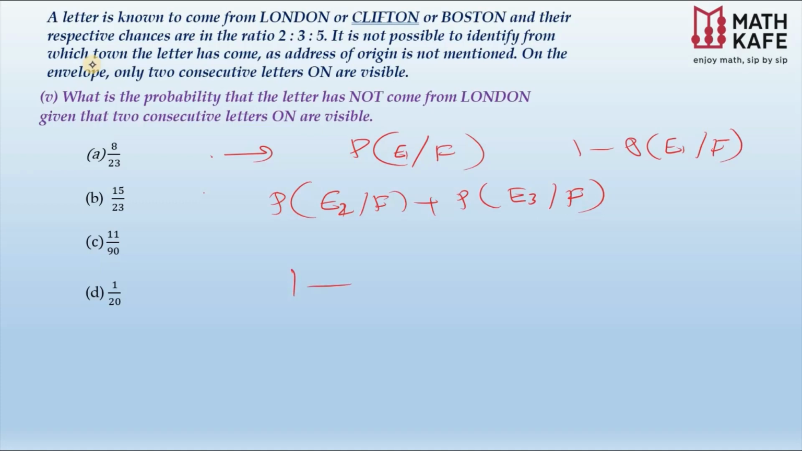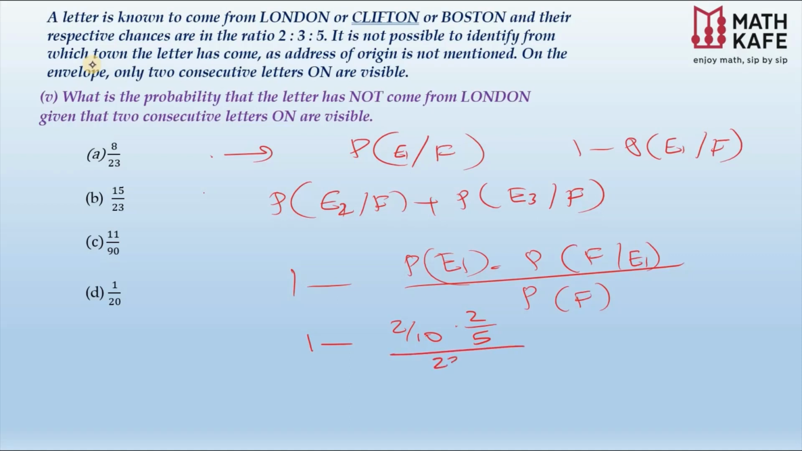Now directly we can write everything, so this is P of E1, that means the letter has come from London, and two consecutive letters ON are visible, divided by the total probability, that is P of F. 1 minus P of E1, the letter has come from London with probability 2 by 10, and F given E1, that means the letters ON are visible and the letter has come from London. 5 pairs and 2 ONs, we have already got it, I'm just writing, and the total probability as well, 23 by 100. Simplify this again, 10 and 50 cancel, there is a 2, this will become 1 minus 4 into 2, 8 by 23, 15 divided by 23, that is option B as the answer.